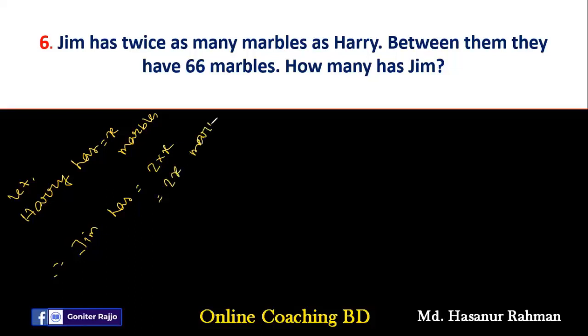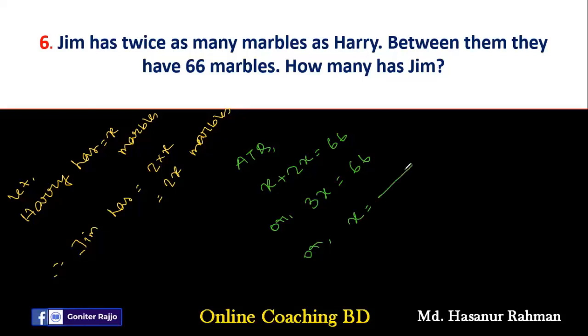Okay, twice X marbles. And according to the question, the total marbles is 66. So X plus twice X equals 66. Now we have to solve this equation. X plus 2X will be thrice X, equal to 66. Now we divide by 3 on both sides. Then X will be 66 divided by 3. After solving this, we get the value of X as 22.